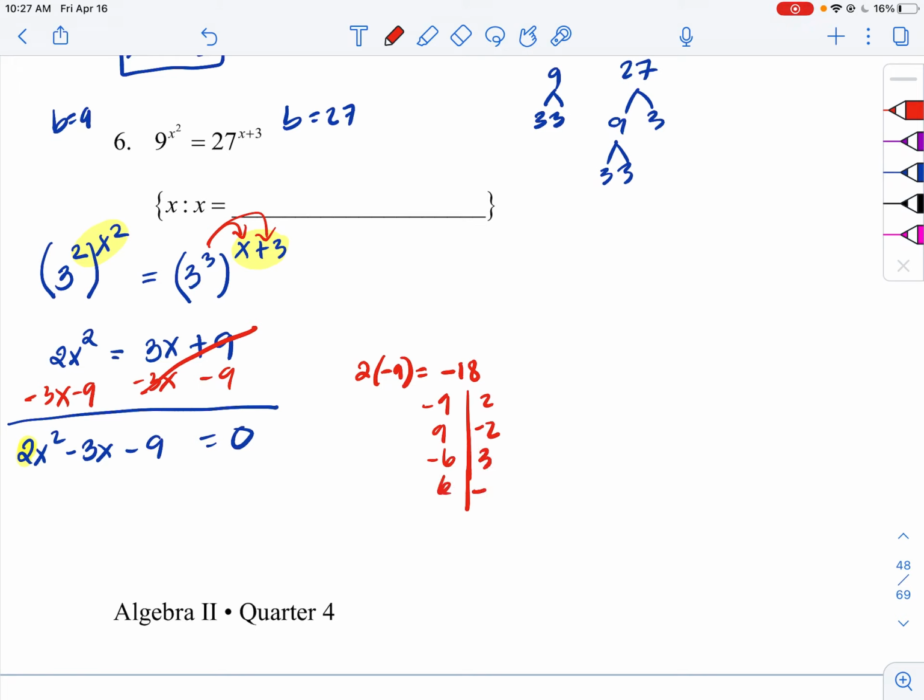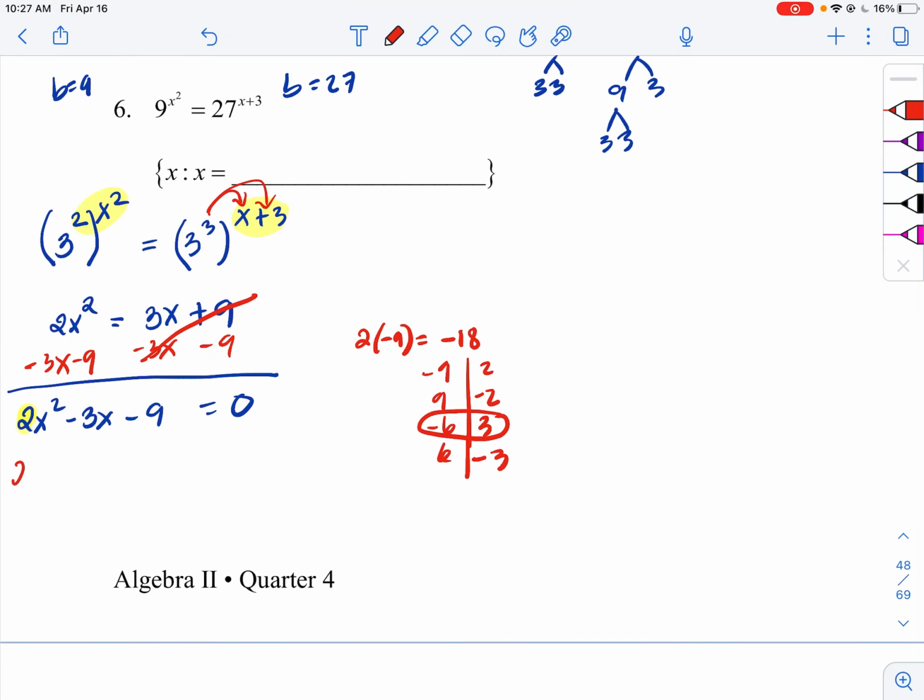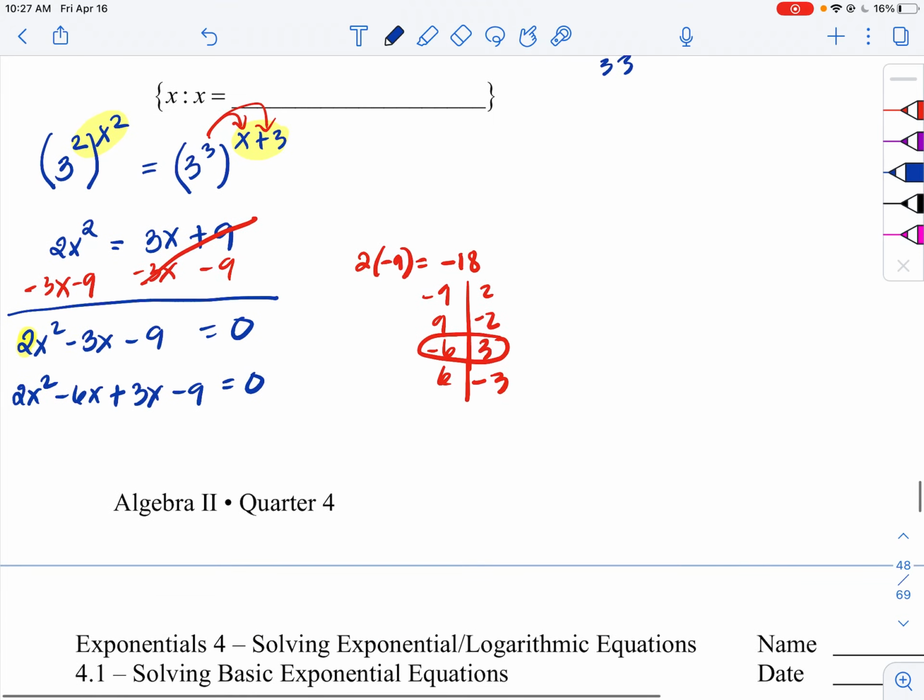And then 6 and negative 3. So which combinations will give you a negative 3? It looks like this combination will give us negative 3. So our factor here would be 2x squared minus 6x plus 3x minus 9 equals 0. And then this is factoring by grouping.